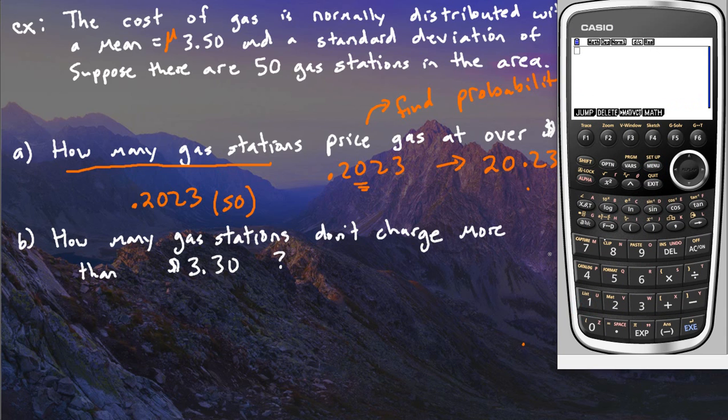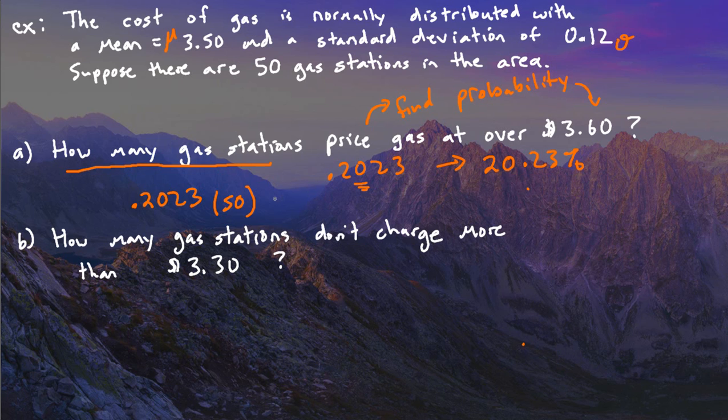So I'm going to go back to my menu, and I'm going to go back into my normal run, 0.2023 times 50. And I get 10. So 10 gas stations are charging a lot. All right, how many gas stations don't charge more than 330? So if I take a look at my curve, my average is 350. I'm wondering, what's the chance I can find a gas station that's down here at $3.30? So all these gas stations, that's where I want to get my gas. So how many do I have?